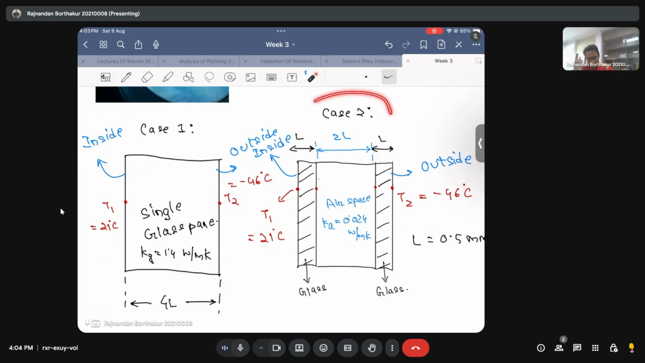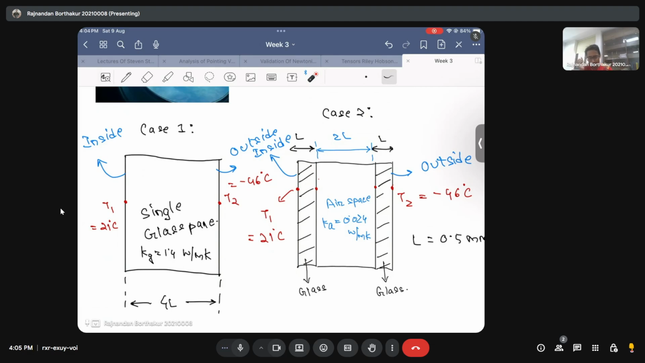And in the second case also, it's just the same configuration. This phase is just at 21 degrees Celsius, and this phase is at minus 46 degrees Celsius. But the difference only lies in that now, instead of using a single glass pane, I have used two glass panes separated by an air space, and this kind of configuration is called sandwiching configuration. It's like two glass panes are sandwiched by an air space, which is filled with just stagnant air. That's it.